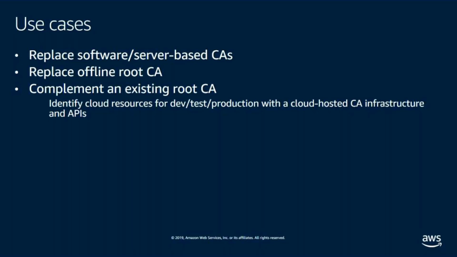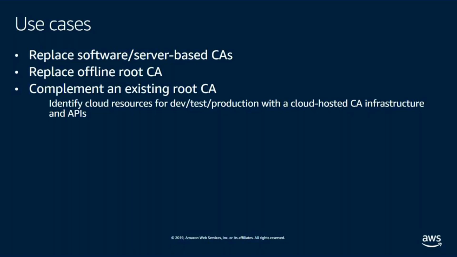Another option is to replace offline root CAs. And this isn't something for everyone. If you have an offline root CA and you're happy with it, I would tell you for security purposes, keep using the offline root. But if you're not happy with some of the parameters around operating an offline root, ACM Private CA does provide an alternative with an online root. And we'll talk about the pros and cons and factors to consider later.